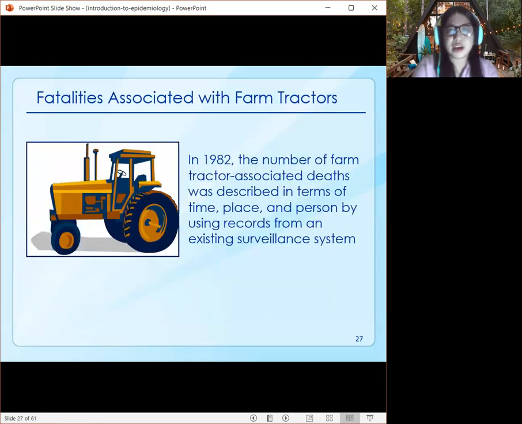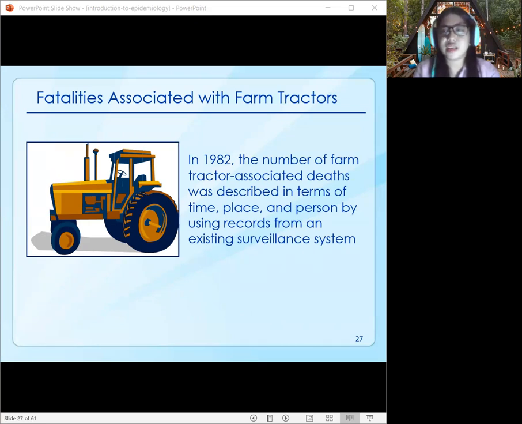Okay, so let's look at an example. In 1982, an epidemiologist in the Georgia Department of Public Health became interested in the number of deaths associated with farm tractors. He determined he could examine this problem by using readily available data: death certificate records that were included in an existing surveillance system. He obtained the death certificate records for all the deaths that had occurred in Georgia from 1971 through 1981.